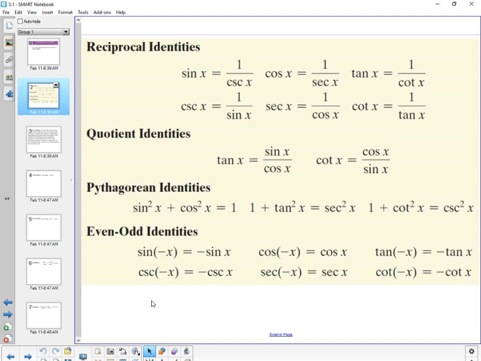Wait. So the middle two are even? Like cosine, secant, those are even ones? Yeah, well, cosine is even, and secant is the reciprocal of cosine. So it should still be even. Sine and tangent are odd though? Well, sine and cosecant are odd. Tangent and cotangent use sine, don't they? Oh, okay. So that means that it's going to make it odd as well. Does that make sense? Yeah.